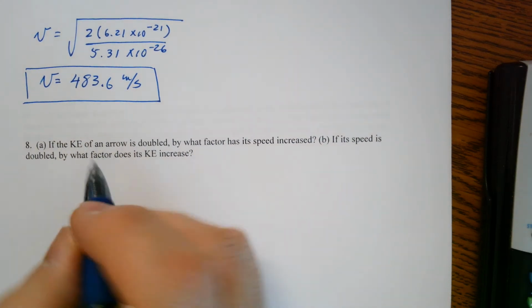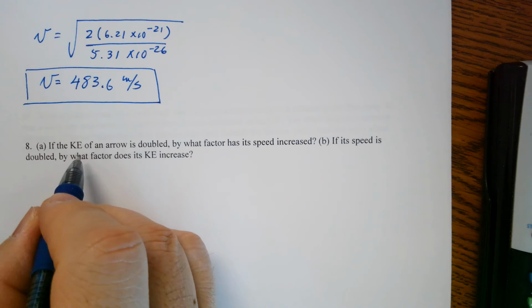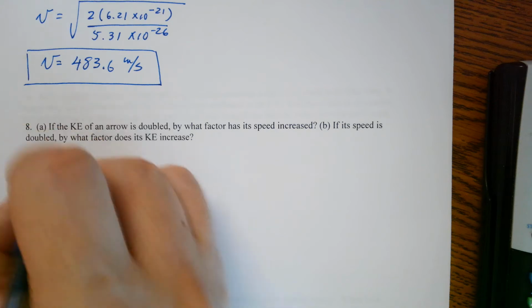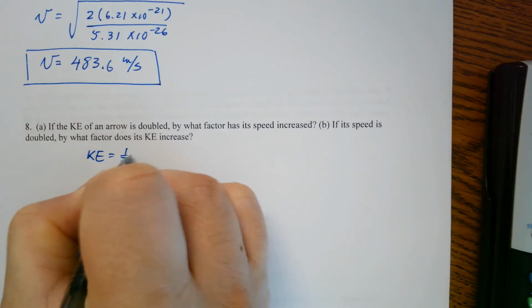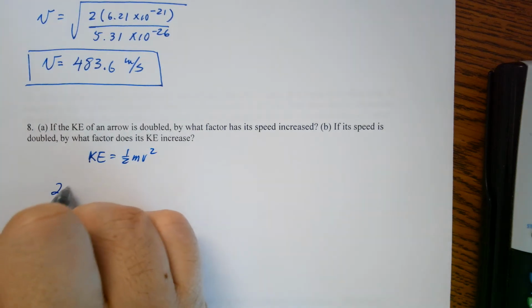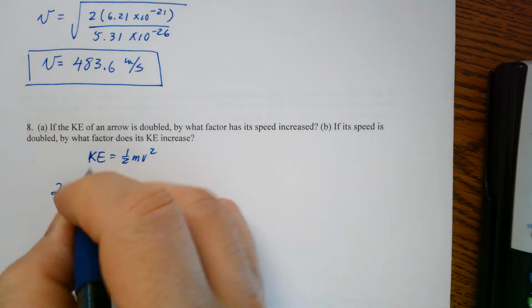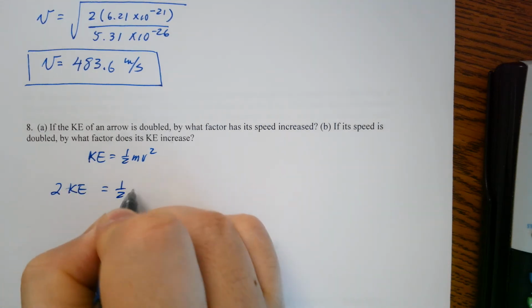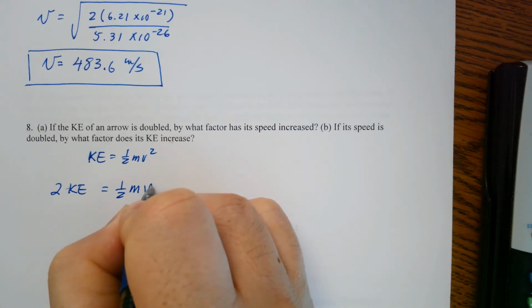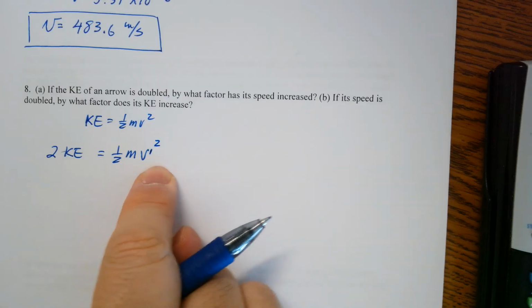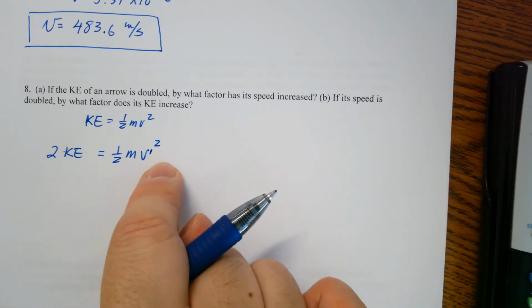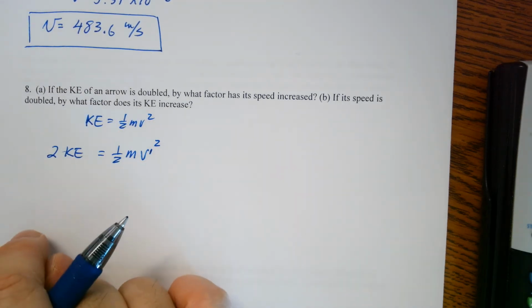Here we have the kinetic energy of an arrow is doubled. By what factor has the speed increased? All right. So we know the kinetic energy itself is 1/2 mv squared. So if we double that, if you have twice the kinetic energy, that is equal to 1/2 mv prime squared. This prime is not a derivative. It's just a new v, right?